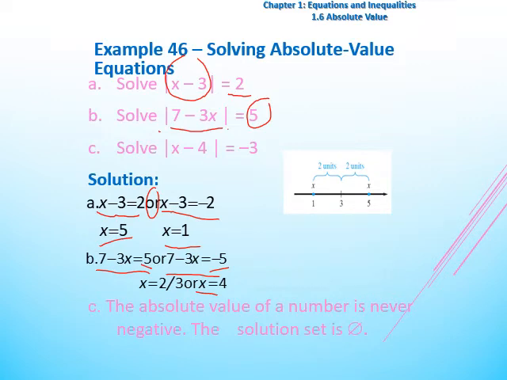Let's move to the third example for absolute value equations, which is the absolute value of x minus 4 equals negative 3. Here, don't take any more steps. We find that the absolute value equals a negative number, so the solution set will be empty. There is no solution because the absolute value can never be a negative number.